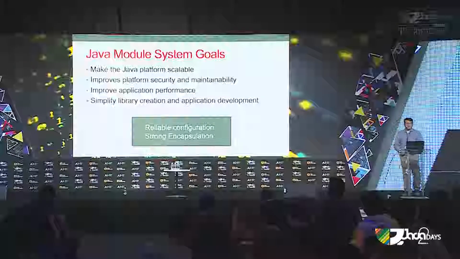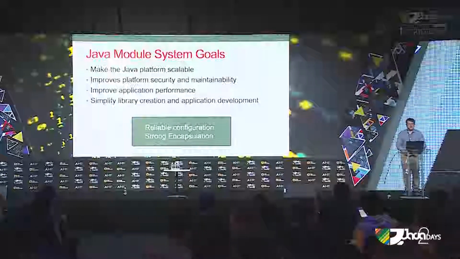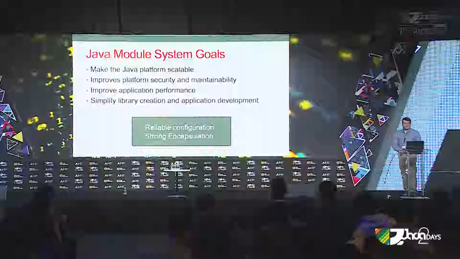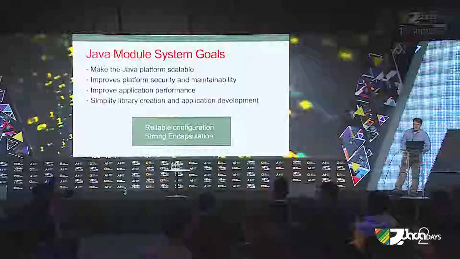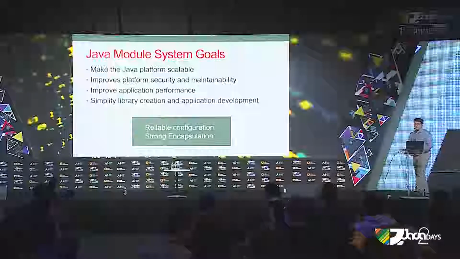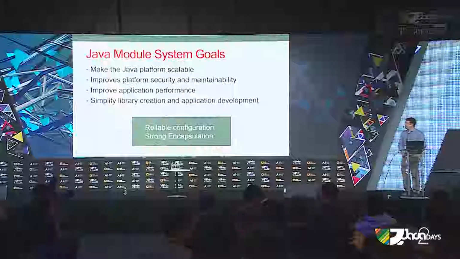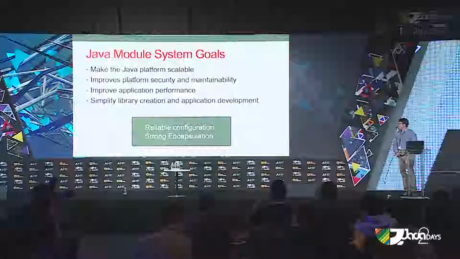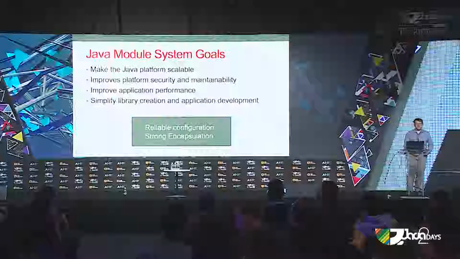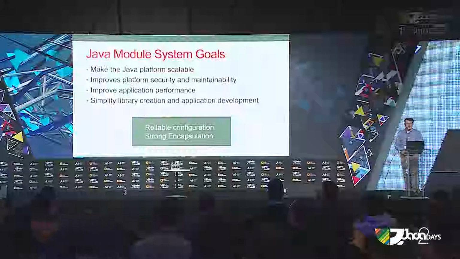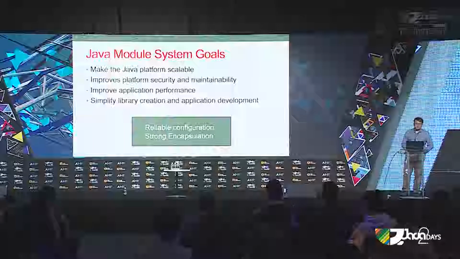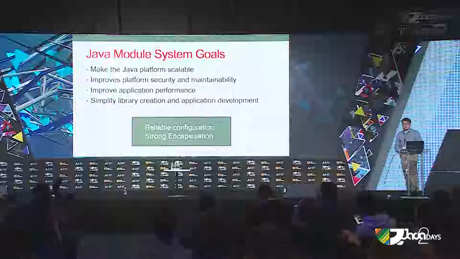So now, backing up, the Java modular system goals. The goals with the Java modular system were to make the platform scalable, improve platform security and maintainability, improve application performance, and simplify library creation and application development. Those are the long-term goals. And the two primary ones were reliability and strong encapsulation.